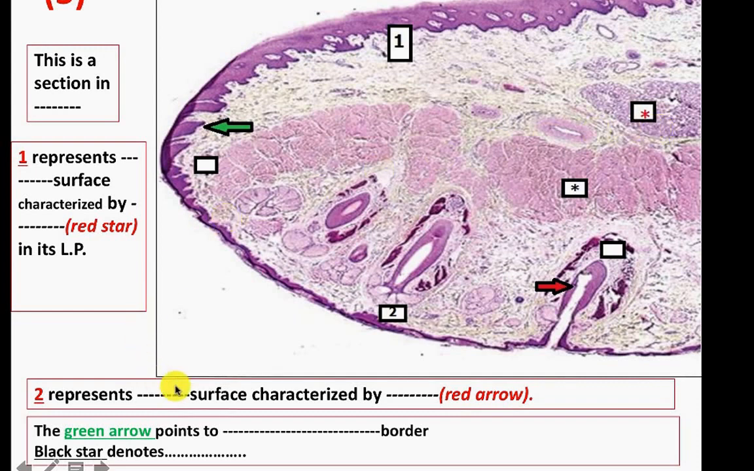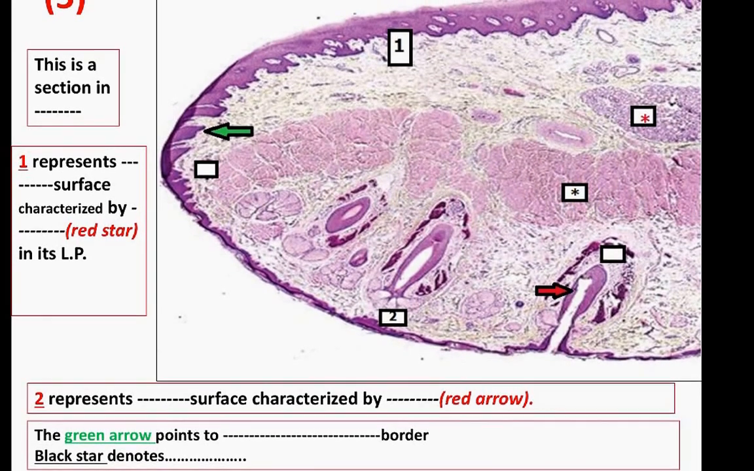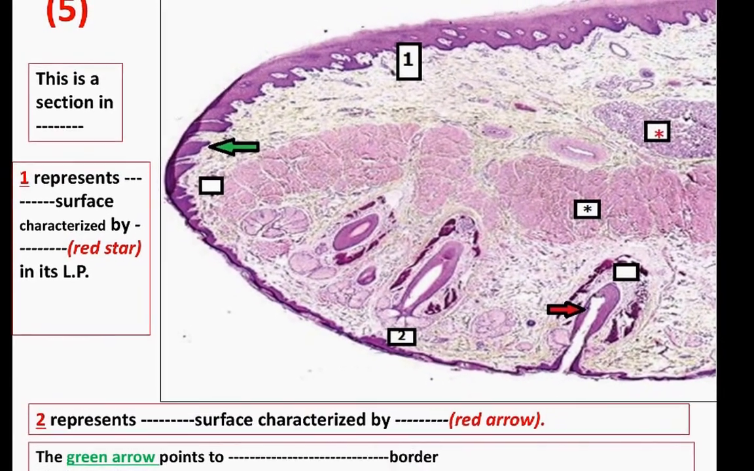Number two is the skin surface. Here we have the skin surface characterized by the hair follicles, the red arrow. And then we have the green arrow. This is the red margin or vermilion border, characterized by having deep papillae, no hair follicles, and no sebaceous or sweat glands. And the black star here is the red area. It is the muscle, skeletal muscle. You should mention it is a skeletal muscle, or you can put between two brackets orbicularis oris.